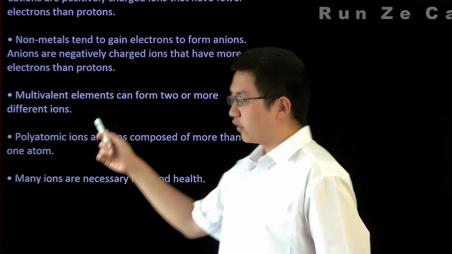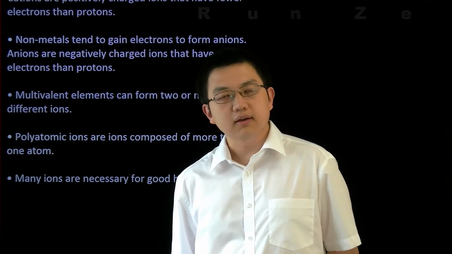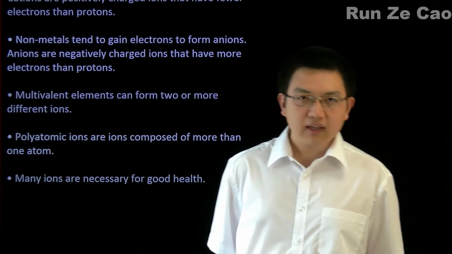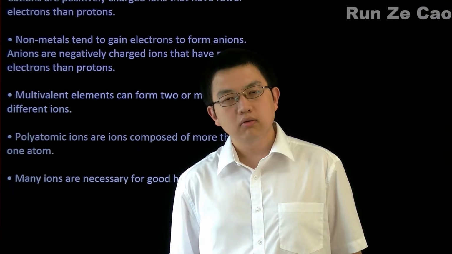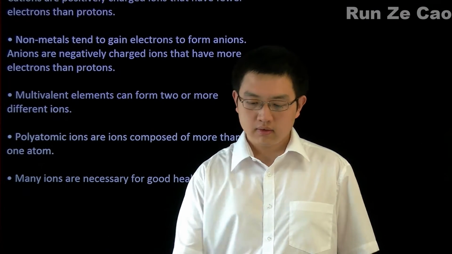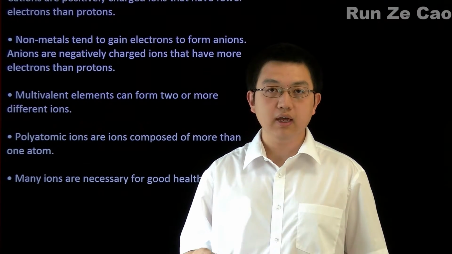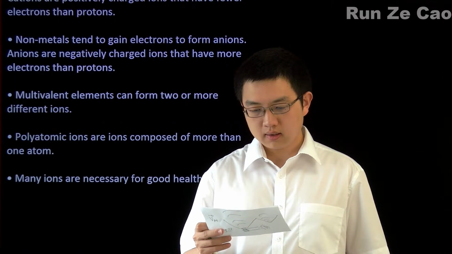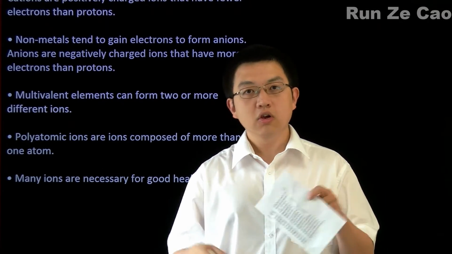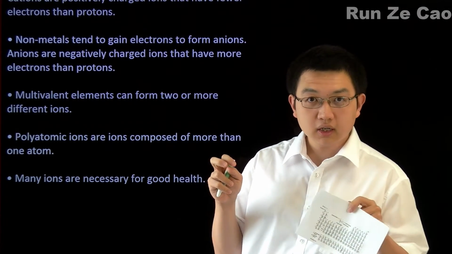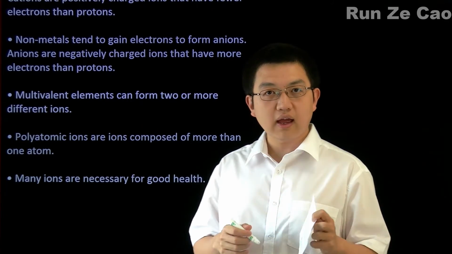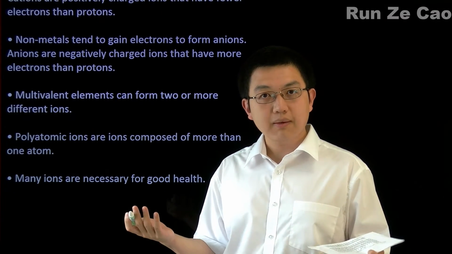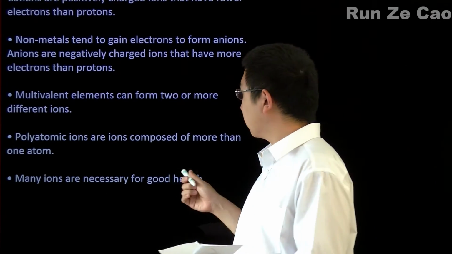Now, multivalent elements can form 2 or more different ions. What examples can you think of? Well, we know there's ferric oxide, and there's ferrous oxide, and there's magnetite, and so on. That means iron can be both +3 and +2. What about some others that you can think of? Well, copper has cuprous and cupric, which they used to use before they decided to use copper(I) and copper(II) oxides. And what does that mean? That means copper can also form different valences.